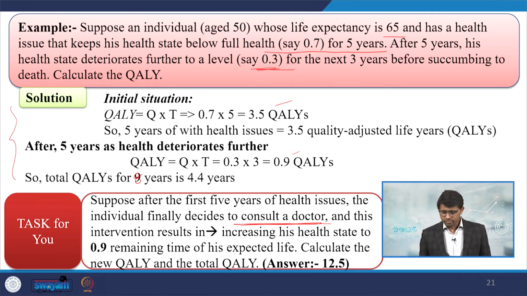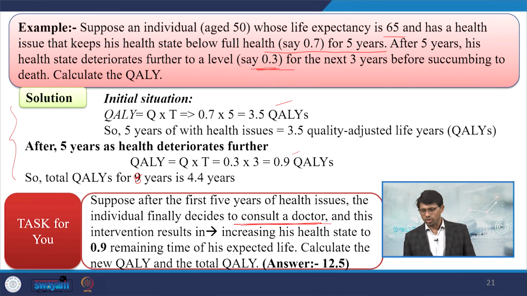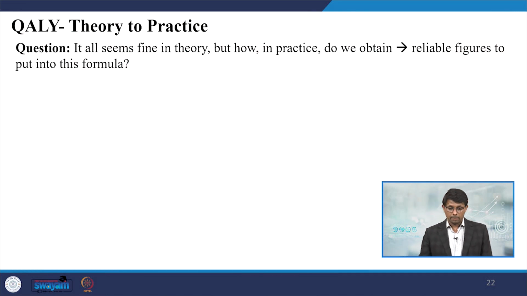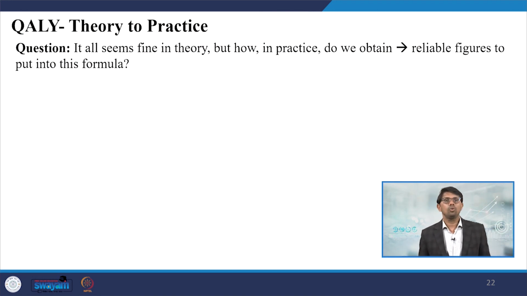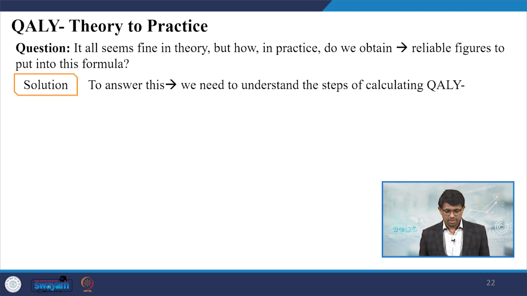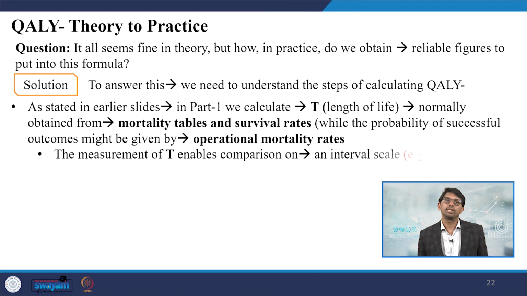You can just see the new QALY will be 0.9 times its years, and adding both the contexts, that is 12.5 QALYs. So, we are now moving from theory to practice. It all seems fine in theory, but how in practice do we get reliable figures to put into this formula? To answer this, we need to understand the steps of calculating QALY.